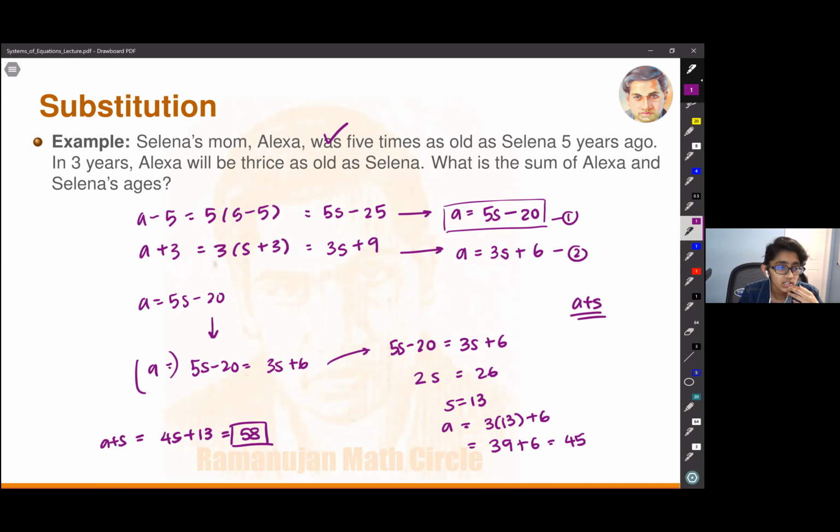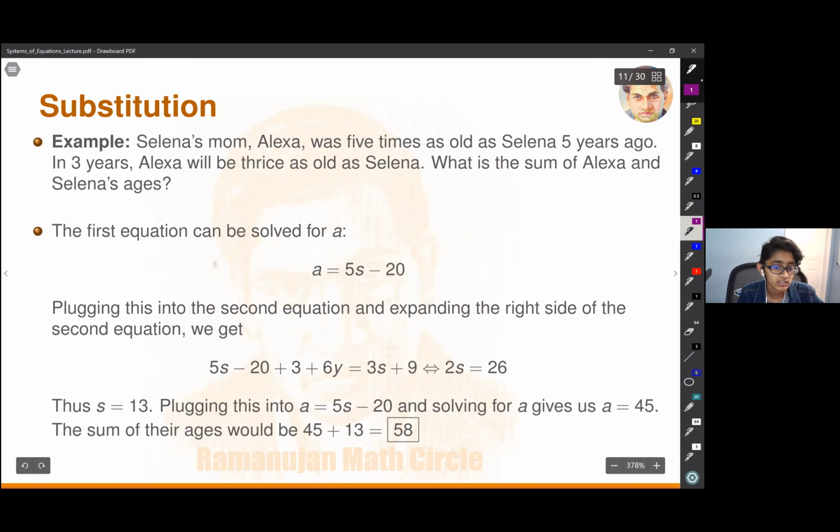Now this is the second sentence. So in 3 years, Alexa will be thrice as old as Selena. Selena in 3 years will be 16 years old. And 3 times that would be 48. And indeed, in 3 years, Alexa will be 48 years old. So that also works. So at the end of the day, we see that 45 and 13 work, and we get our final answer. So let's take a peek at our answer. Yay, so we got 58.